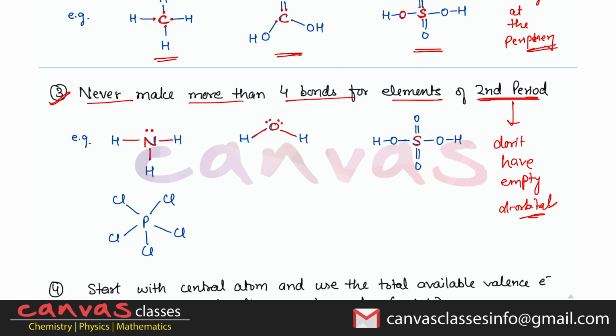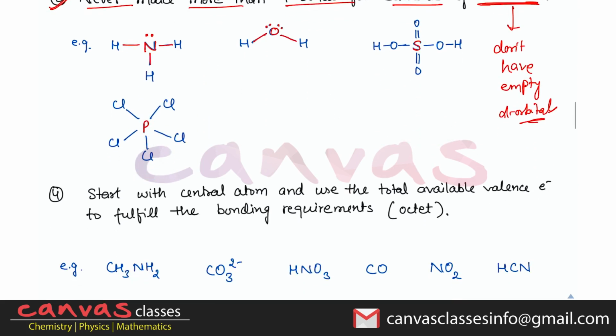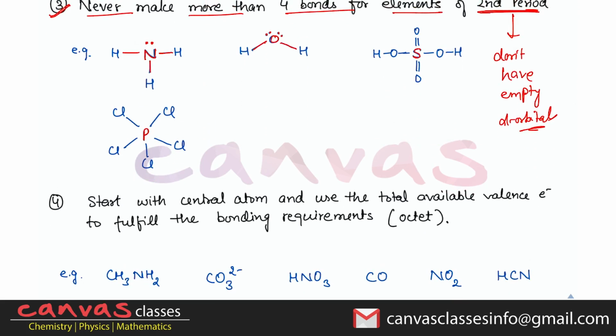But sulfur is not a member of the second period. It can make more than 2 bonds, 3 bonds, 4 bonds, 6 bonds, right? Phosphorus has empty d orbitals. It can also go beyond the octet limitation. So just note these structures, practice them.